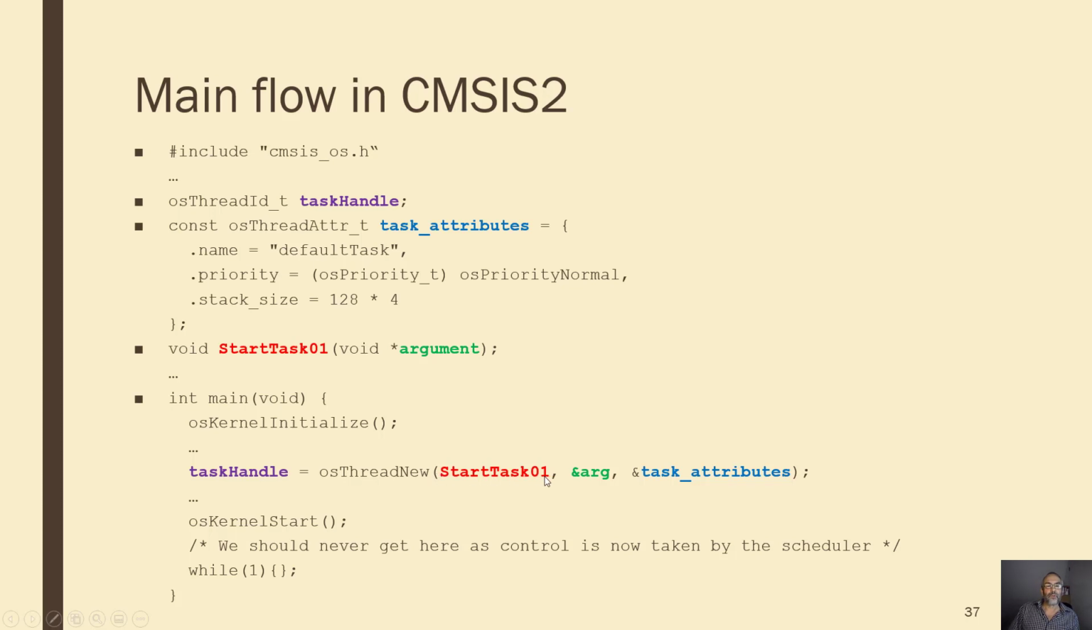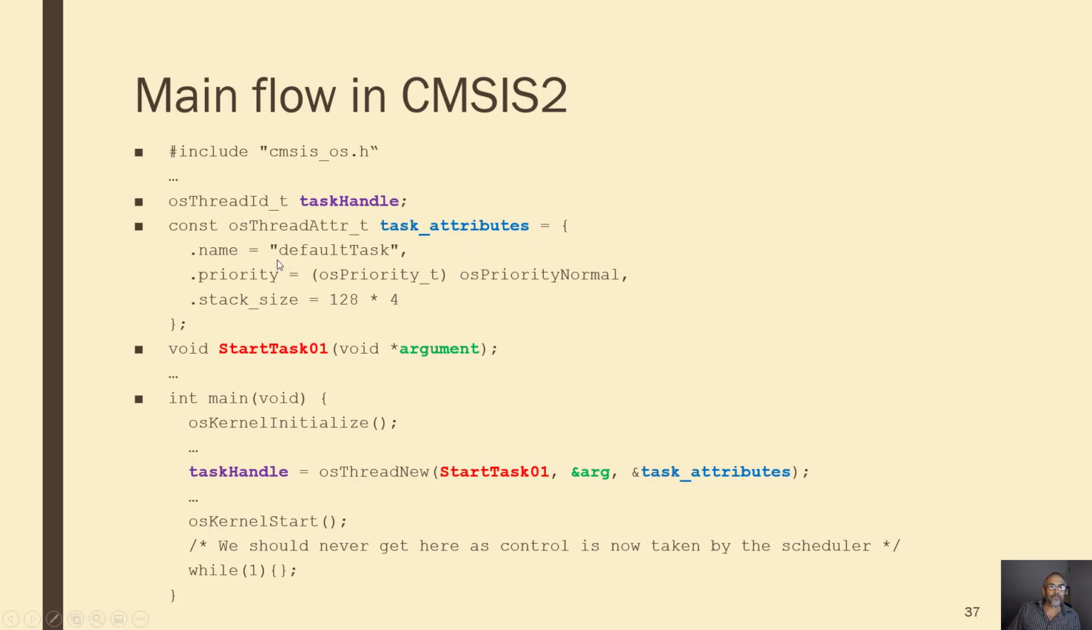That thread is going to execute a certain function, in this case start task 01. So that function has to be defined before you can use it here, or at least declared before you can use it here. This function start task 01 has an argument, a pointer to void. That argument is given as the second argument of OS thread new. So when you start the thread, it will start executing this function start task 01, and it will use the argument arg. And you have to give OS thread new some task attributes, and those are defined over here.